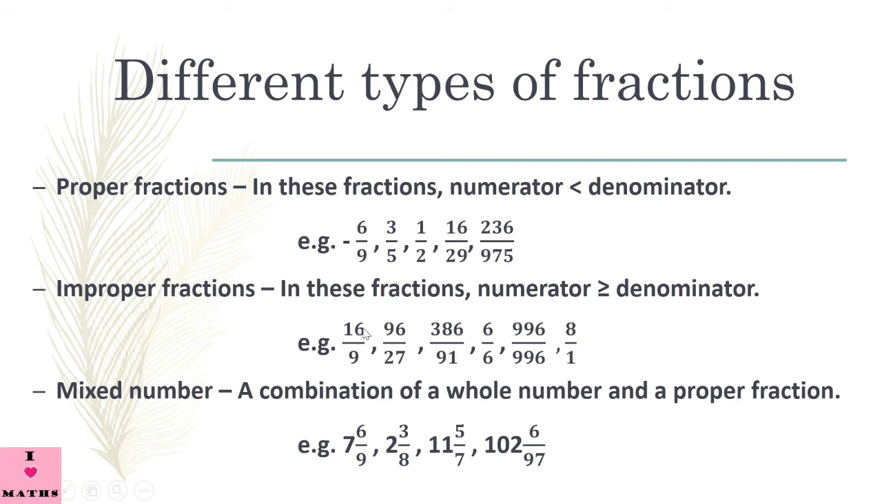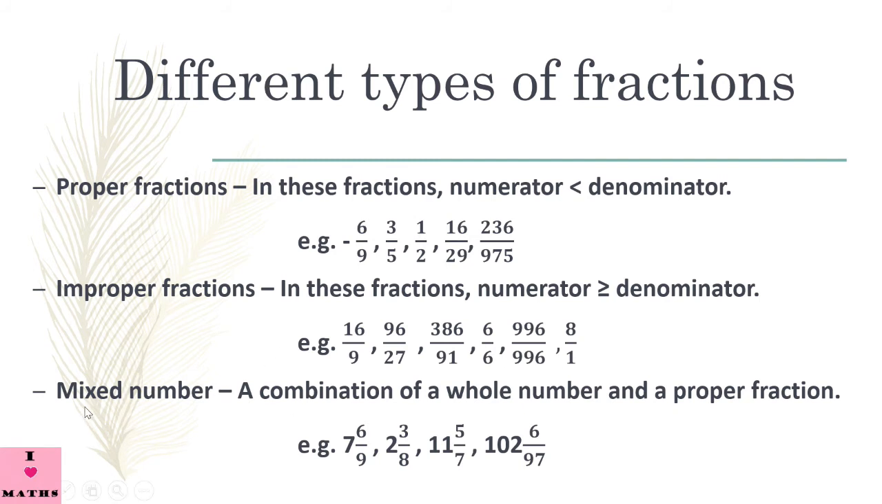See here, the numerator is big. 16 is big, 9 is small. 96 is big, 27 is small. 386 is big, 91 is small. And here 6 and 6 are equal. So 6 upon 6 is also an improper fraction. Even 8 upon 1, since the numerator is big and the denominator is small, is an improper fraction.